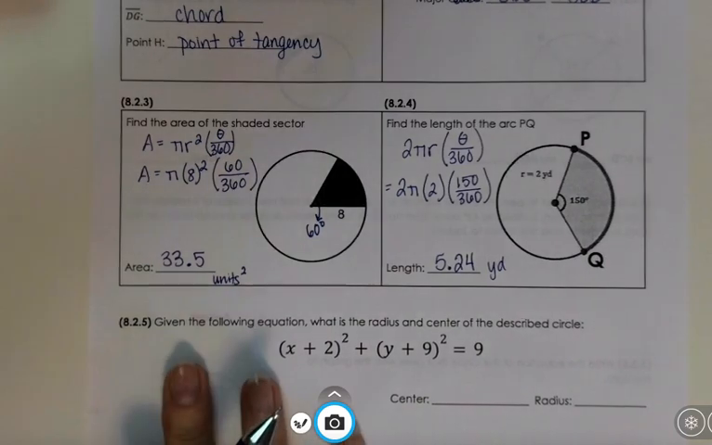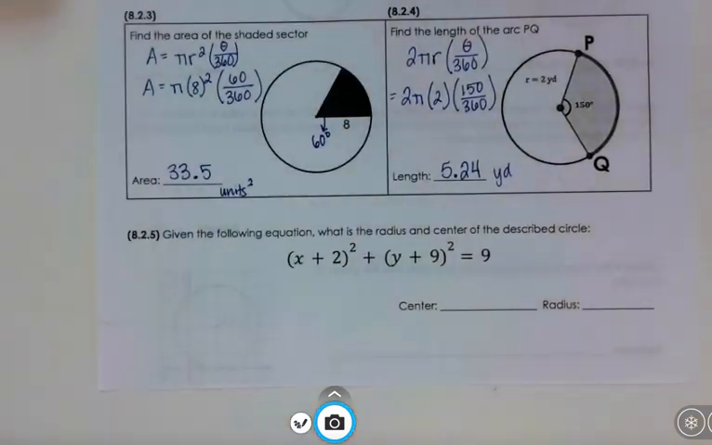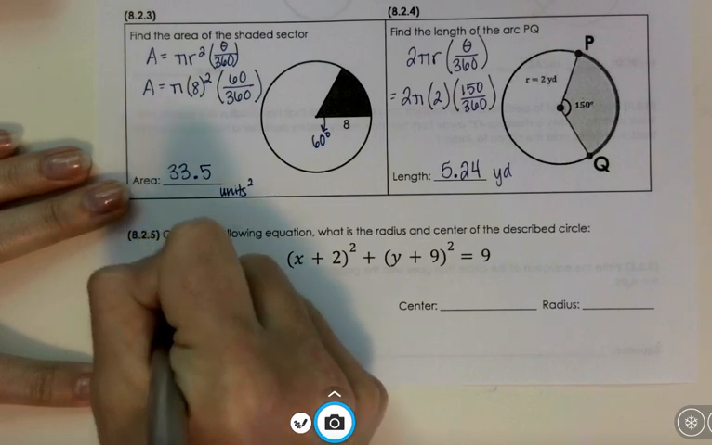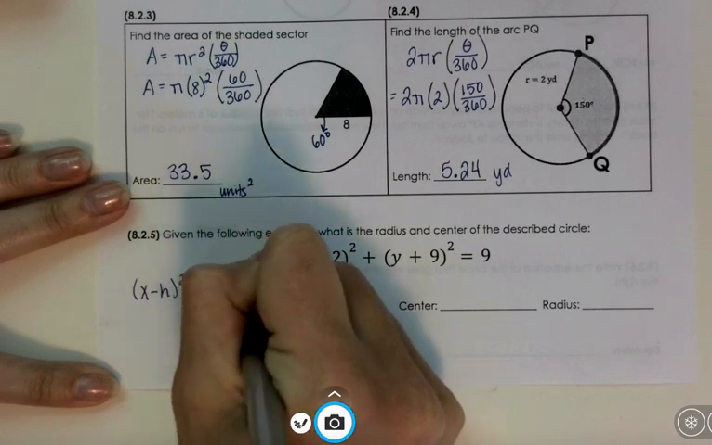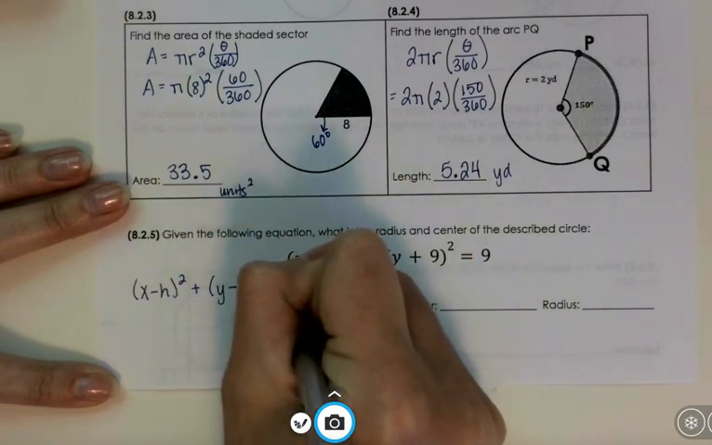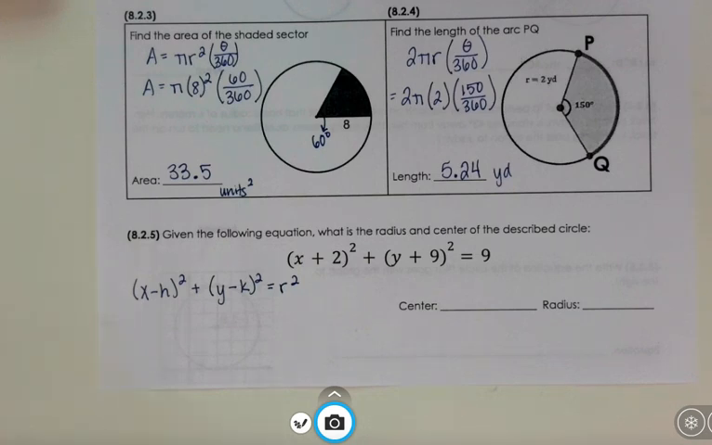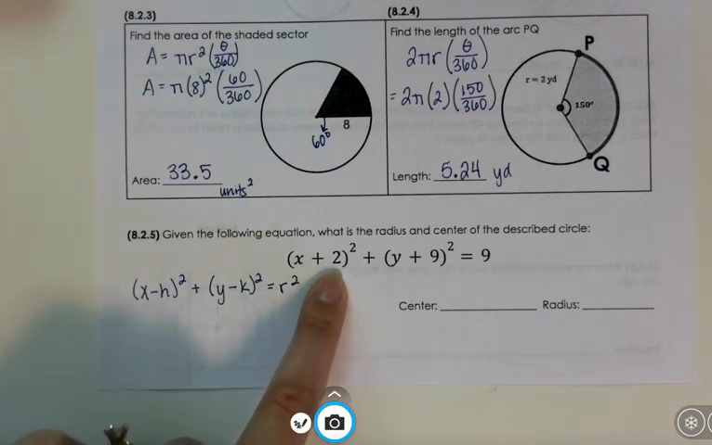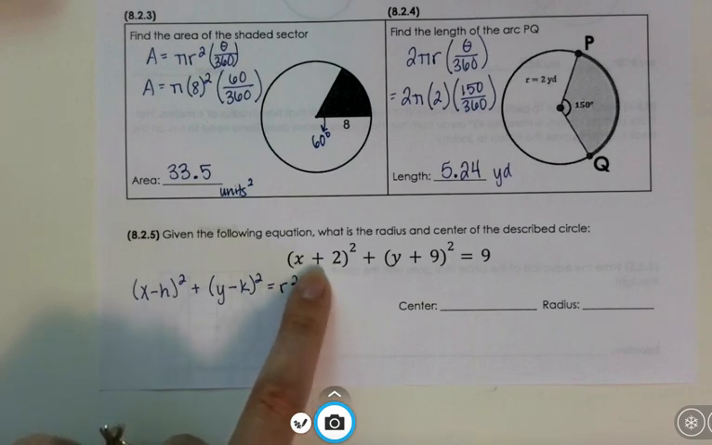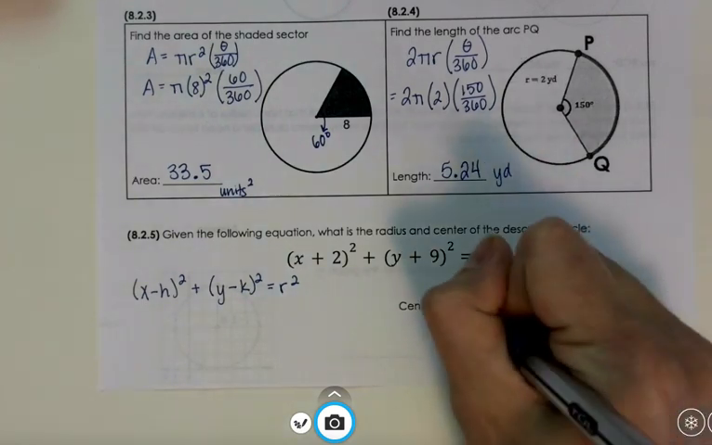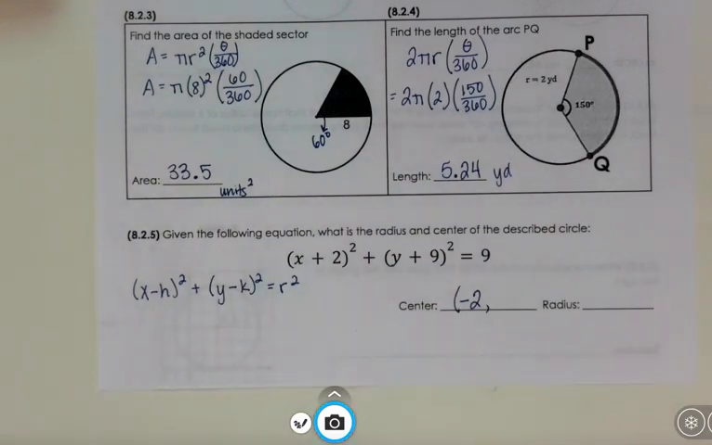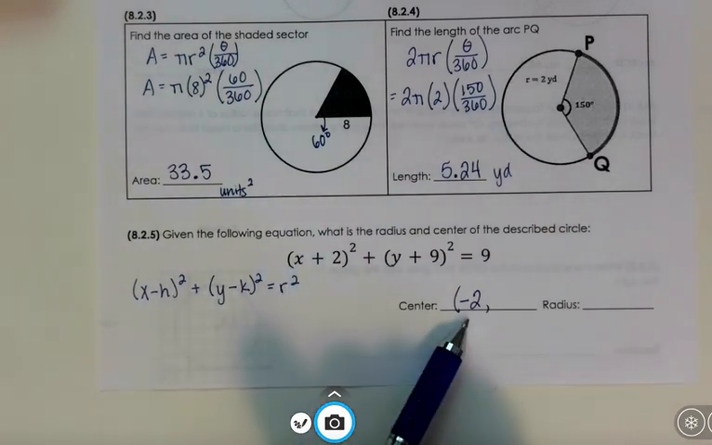The last 2.0 for this unit is determining the center of a circle and the radius of a circle when given the equation. So for a circle, the template looks like this, where we have x minus h quantity squared plus y minus k quantity squared equals r squared. So for our center, we're looking at the number that's inside of the parentheses with our x. It looks like a positive 2, but we know it's actually the opposite of what it looks like. So the x value of my center would be negative 2. Because that number's with my x, that's the x value of my center.